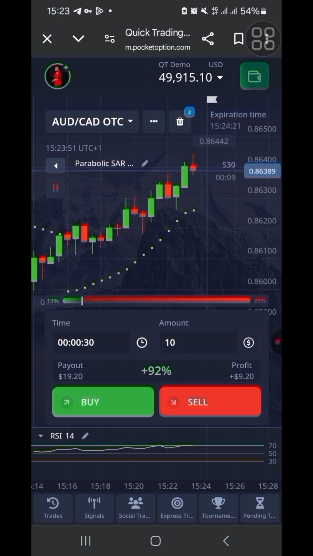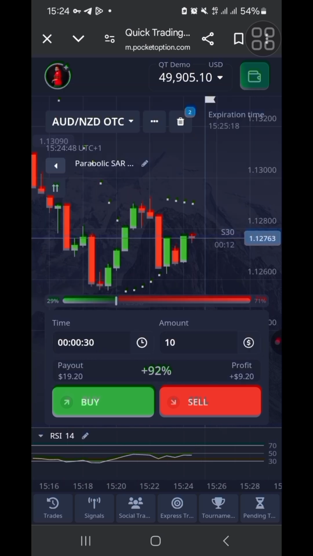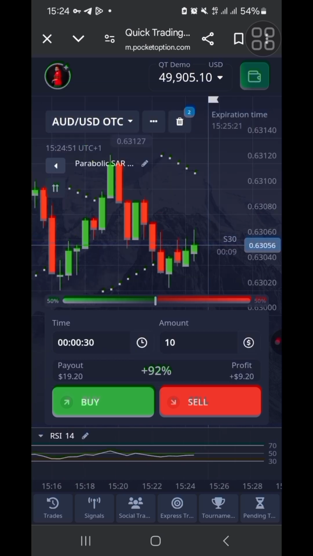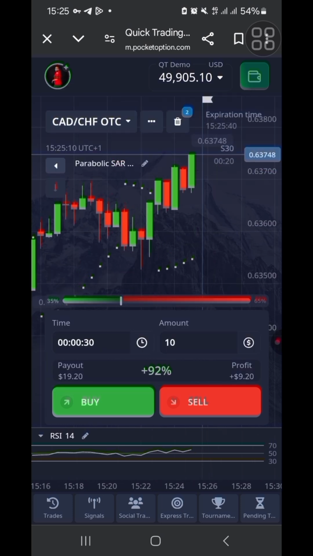The parabolic star has been up for a very long time. We are not taking any trade here. So let's look for another currency pair. No, this is not a good option. We want to stick to the rule.